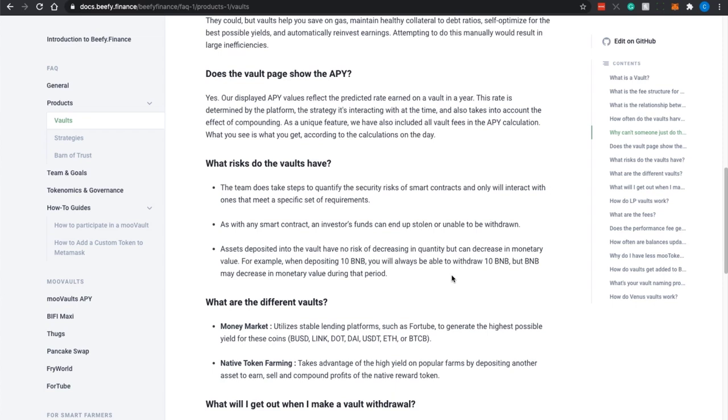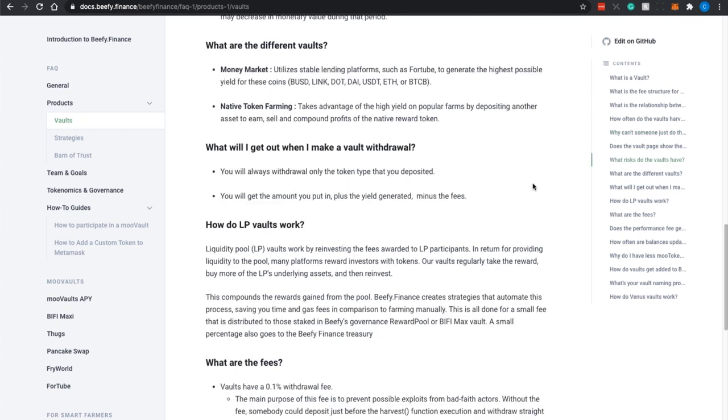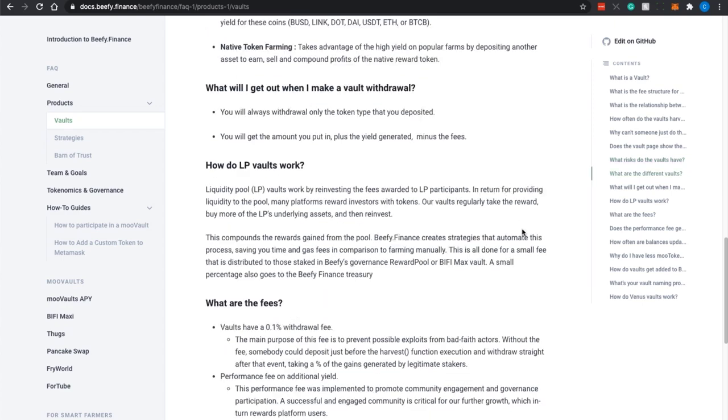Another thing is if you are depositing LP tokens or liquidity pool tokens, there is always this risk of impermanent loss. I urge you to do some quick research on what impermanent loss is, because there is such a risk tagged to LP farming. So they have this information, and they have all these FAQ questions written here.